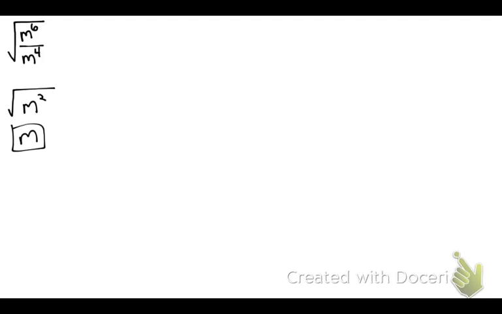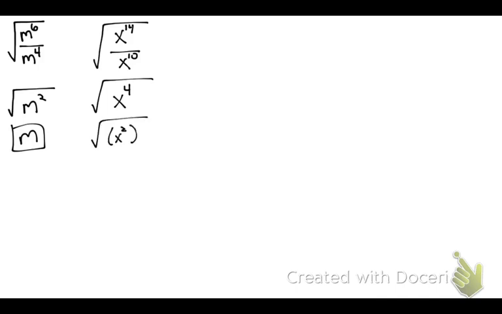Why don't you try the next one? The square root of x to the 14th over x to the 10th. How'd you do? Hopefully you notice that 10 of those x's are going to divide out and we'll be left with x to the 4th. And x to the 4th is the same thing as x squared squared. So the square root of that is just x squared.